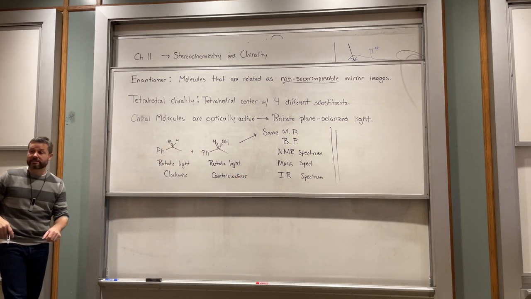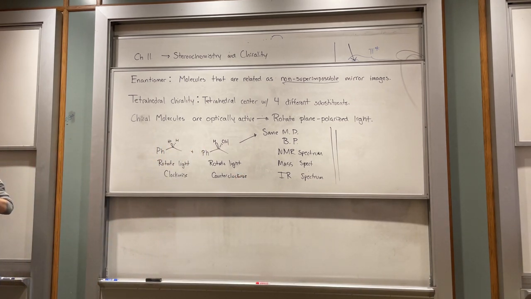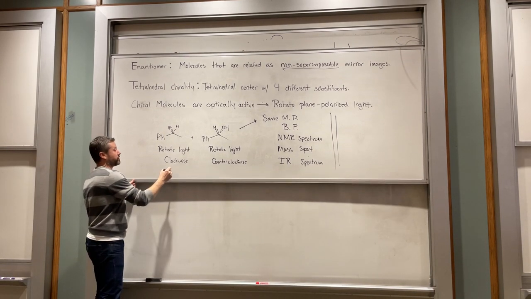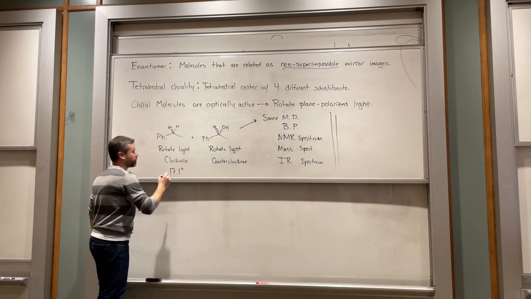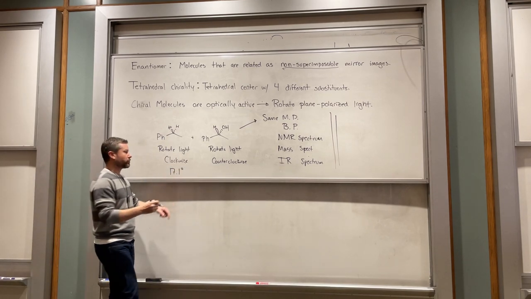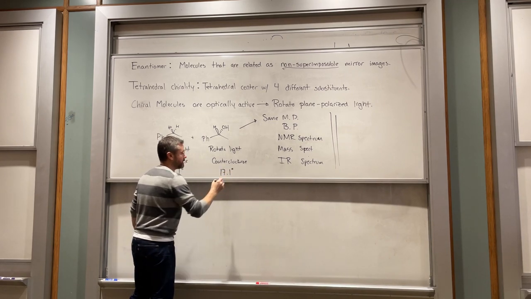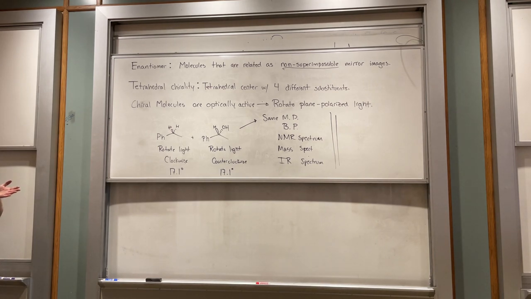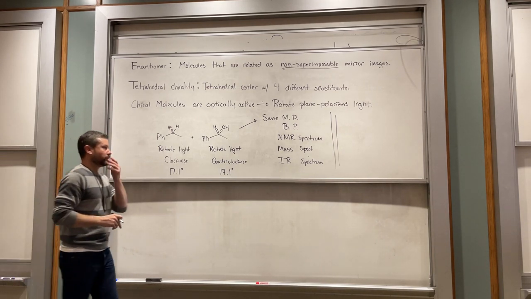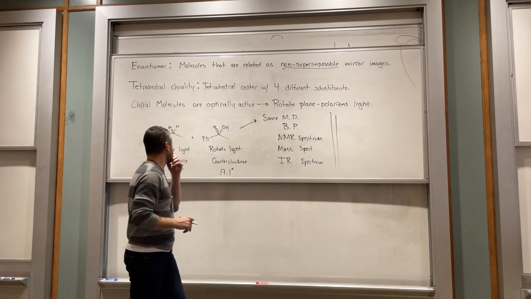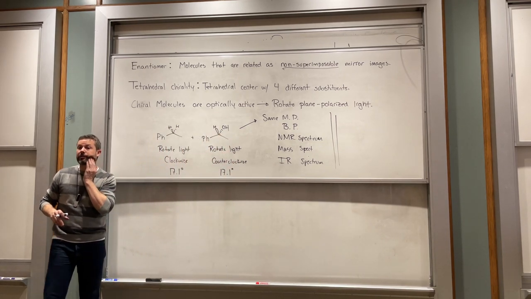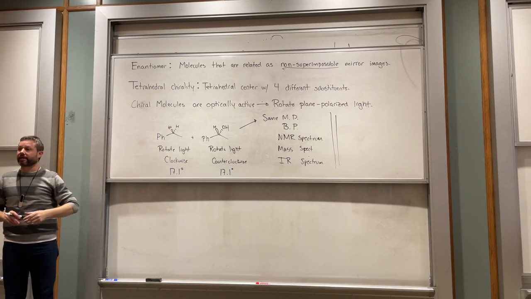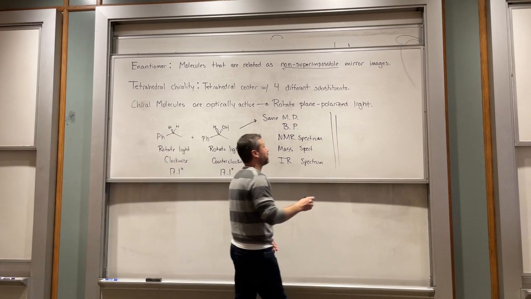Right, and it's even better than that. It's not just one rotates like clockwise, one rotates like counterclockwise. They rotate like to the same degree, right? So say this rotates like 17.1 degrees clockwise. This is going to rotate light 17.1 degrees counterclockwise, right? So they're going to have the same effect on that light, but just in opposite directions. Okay, the other difference in how these molecules are going to behave is how they interact with other chiral compounds.